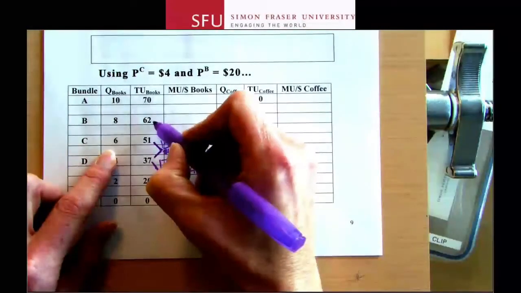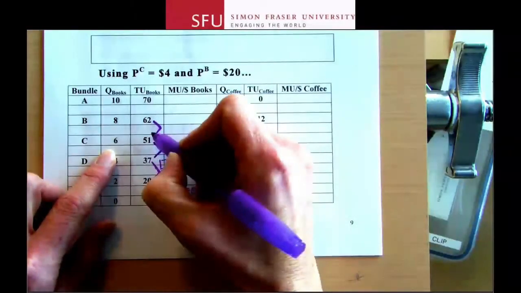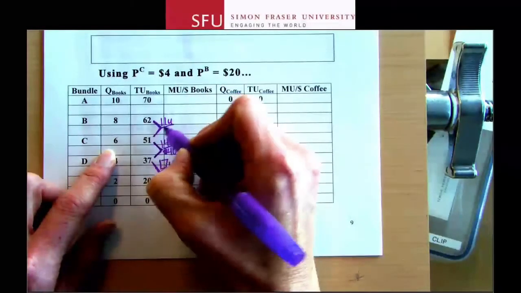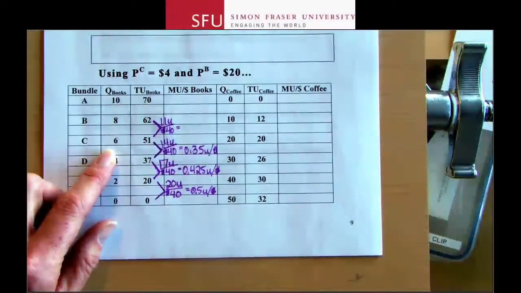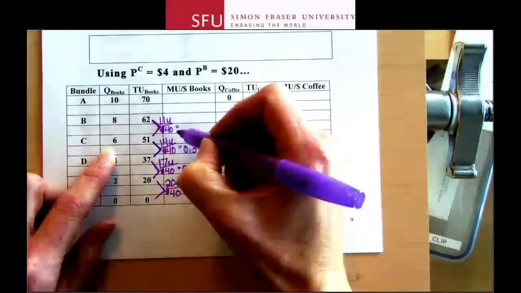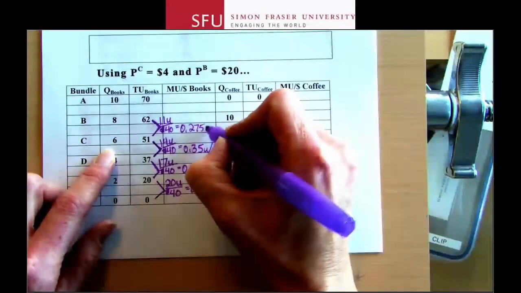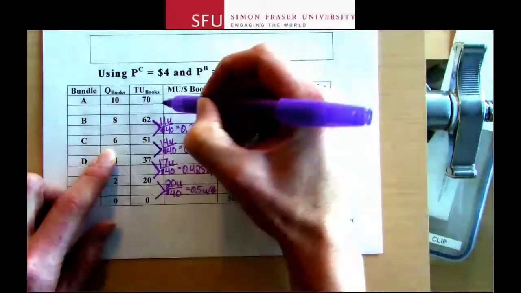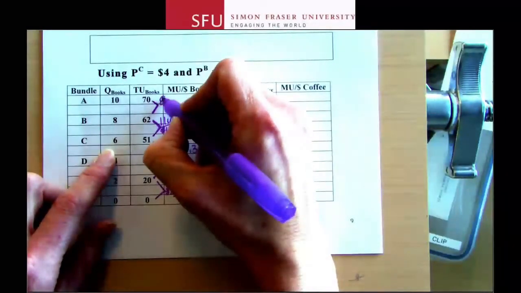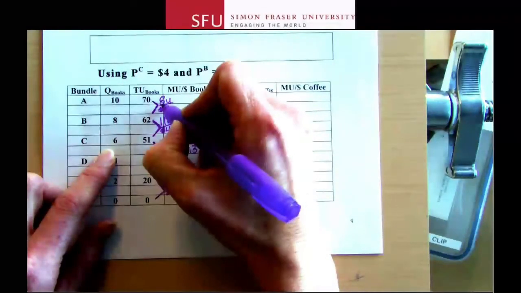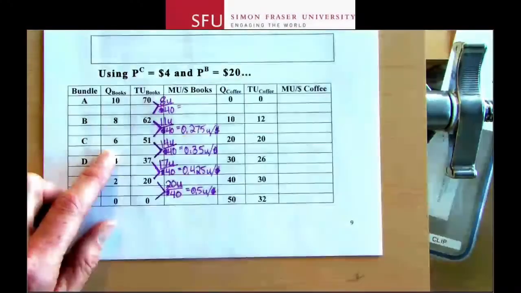Okay, next 2 books from 6 to 8, that will increase your utility by 11, 51 to 62. So 11 units of utility, those 2 books will cost you 40. Okay, 0.275. And last 2 books. Those last two only increase your utility by 8. Still cost you $40 though. That'll be 0.2.